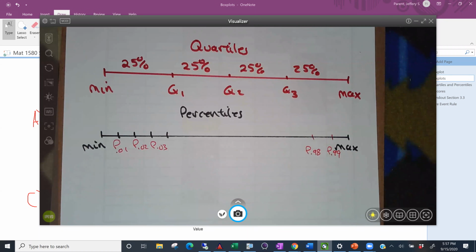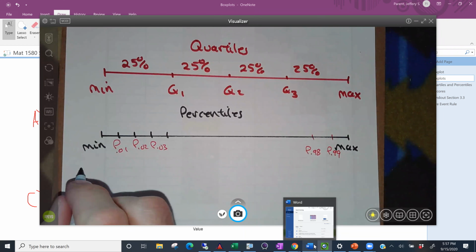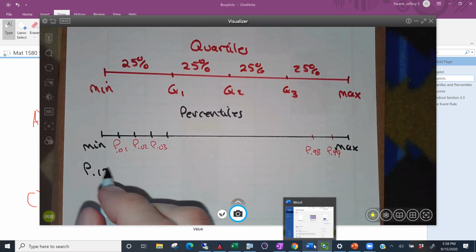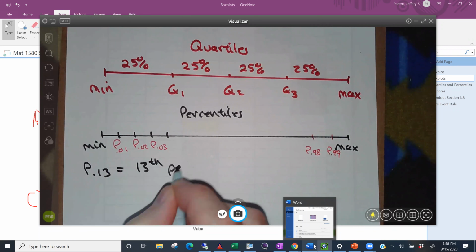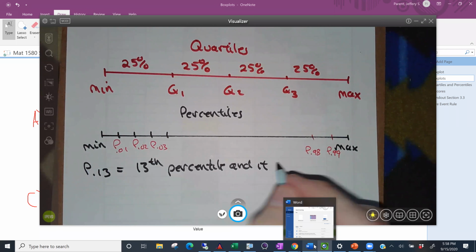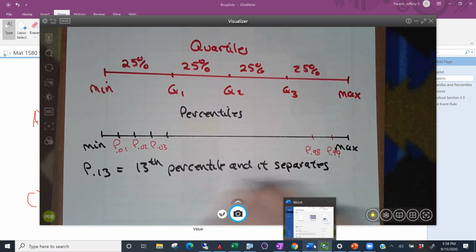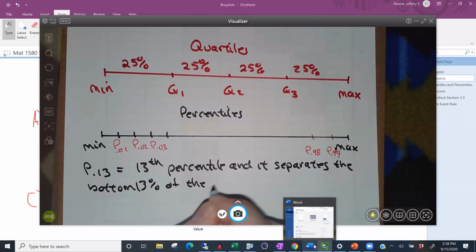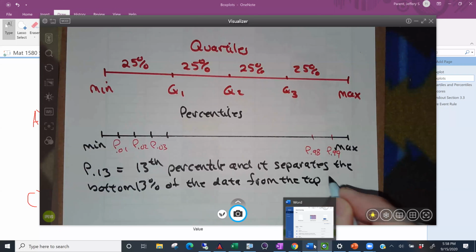So let's first of all play with it on Google Sheets. And maybe I should give you a little bit more of a definition. So for instance, P sub 0.13 is the 13th percentile. And it separates the bottom 13% of the data from the top 87%.